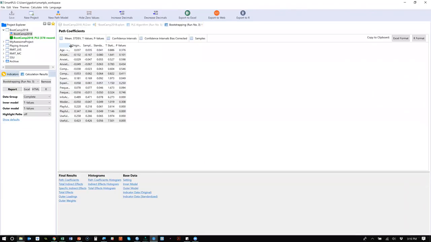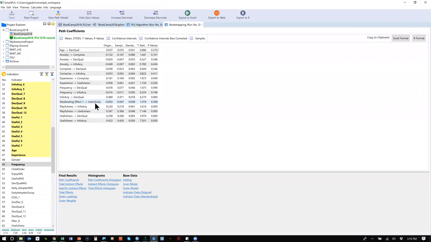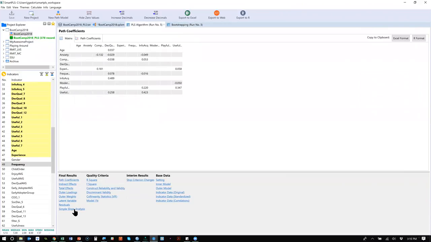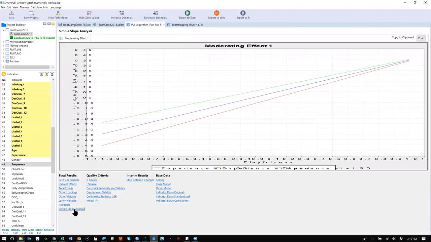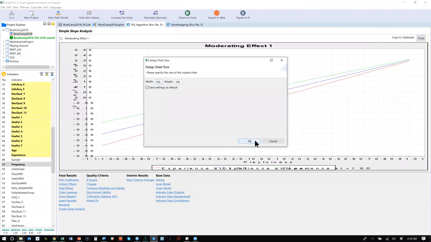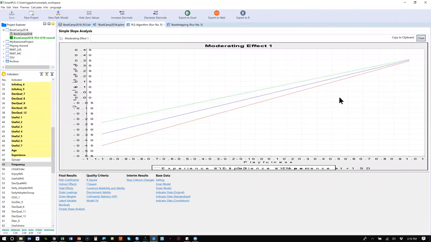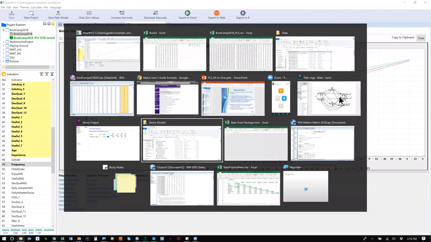So the effect from the interaction, which is right here, is not significant, 0.308. And then if I go back to the original run, I can look at the simple slope analysis right here. It's at the very bottom of the left column, simple slope analysis. This shows me the interaction effect. It's kind of ugly. I'm going to copy it as a chart, and I'll just paste it in Word.